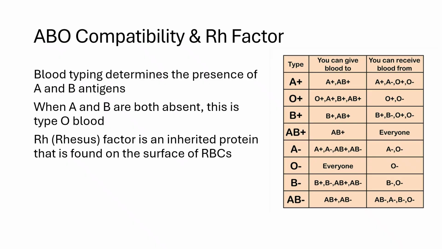And remember, blood typing is going to determine the presence of A or B antigens. And when A and B antigens are both absent, a patient has O blood. You also need to monitor for if the patient has the Rh factor. And this is just an enzyme.